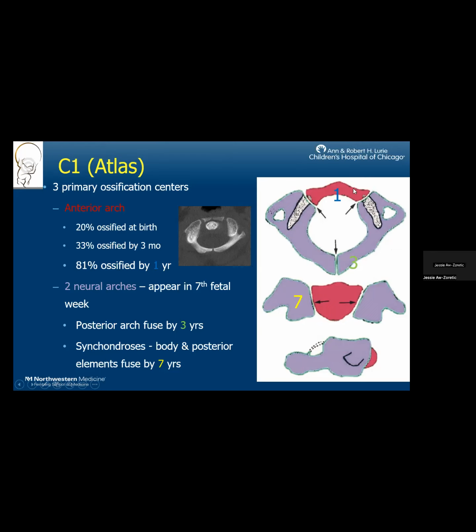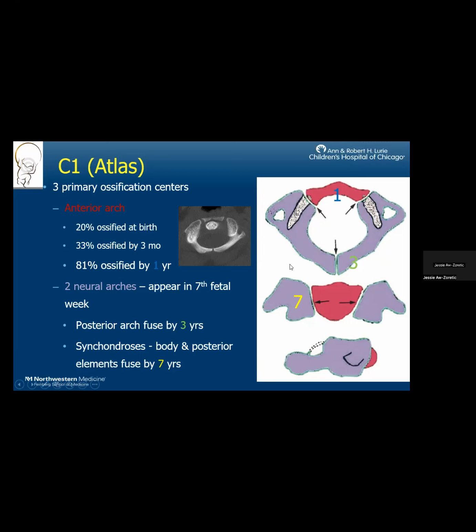Now, the anterior arch is really a postnatal thing where it starts to ossify. About 20% of the population have the anterior arch ossified at birth, and the majority, roughly 80%, have the anterior arch ossified by 1 year. Why does it matter? It matters when you start looking at X-rays, because these little babies and kids can get X-rays for trauma in particular.